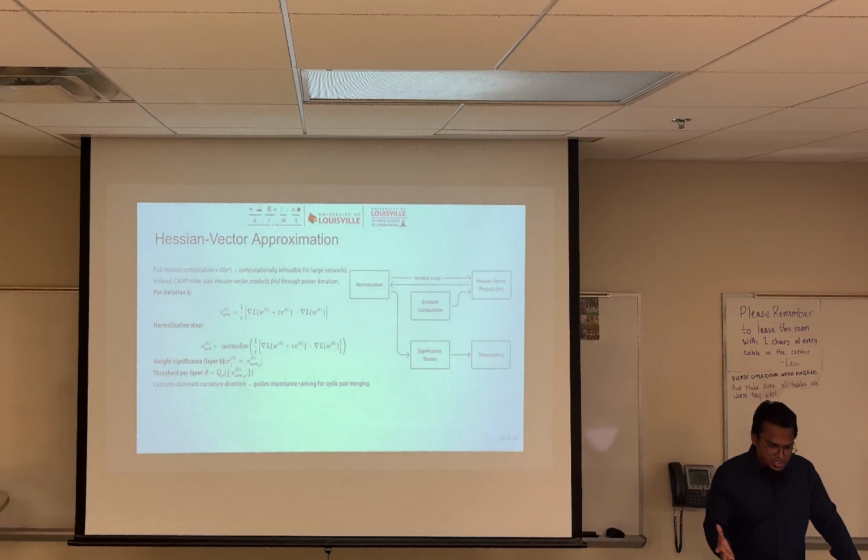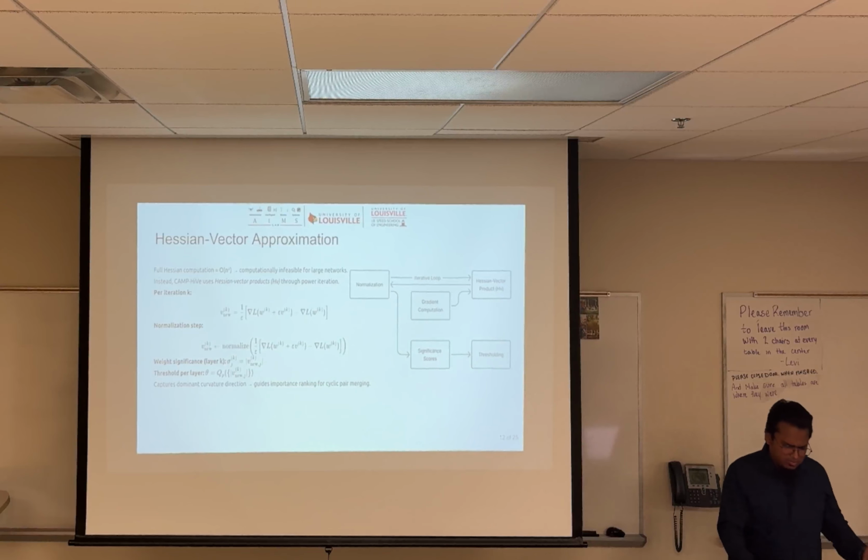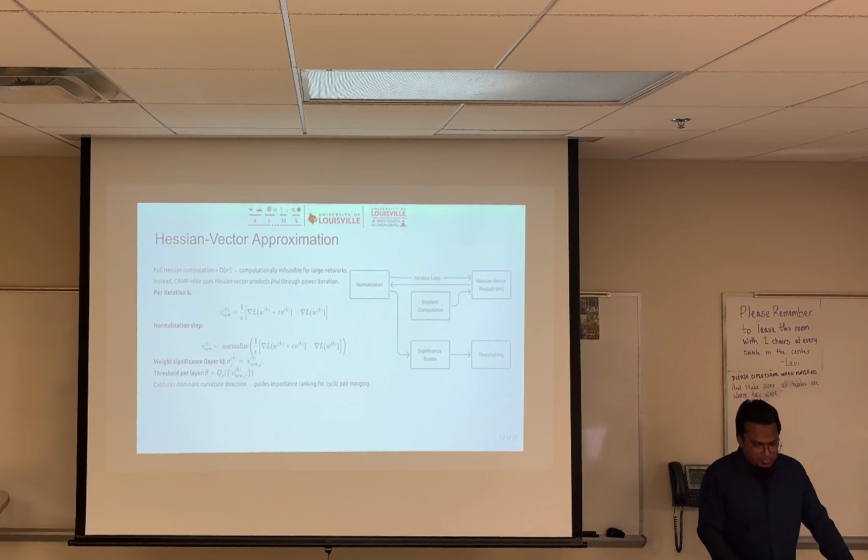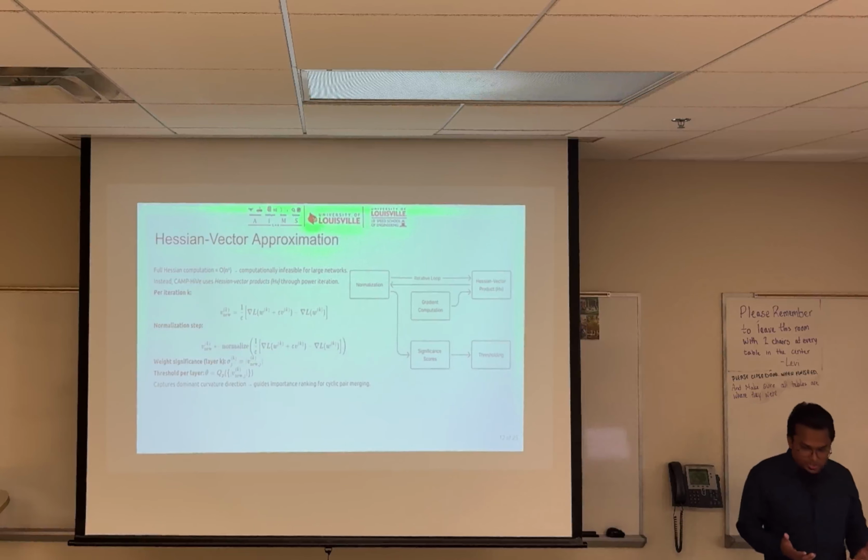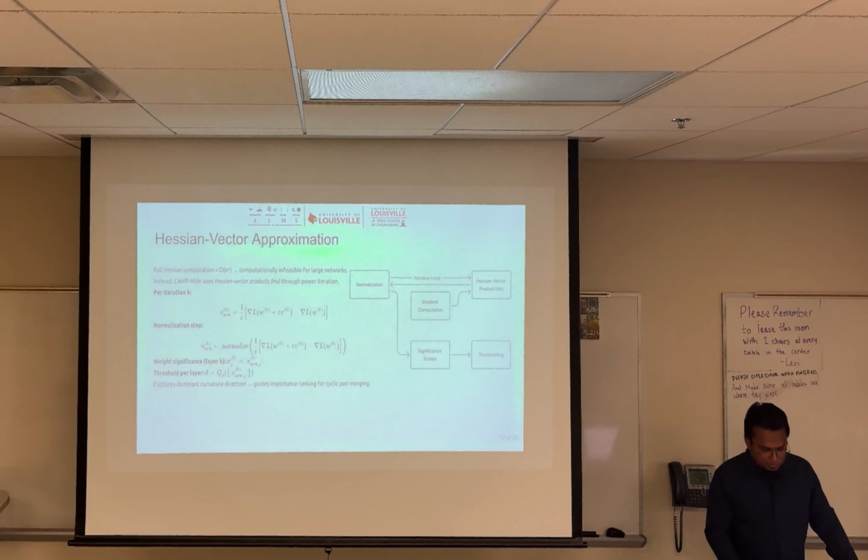Now to separate the significant from the less significant weights, we define a threshold per layer using a quantile cutoff, where Q_p is the pth percentile. For example, you can set p equals 0.7 or 0.5, 0.4, whatever you want. Weights with v_j^k greater than theta are preserved, and the others are candidates for merging. This balances the compression across layers and prevents over pruning.